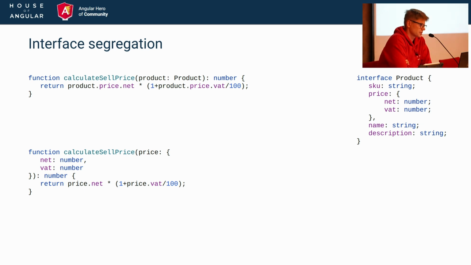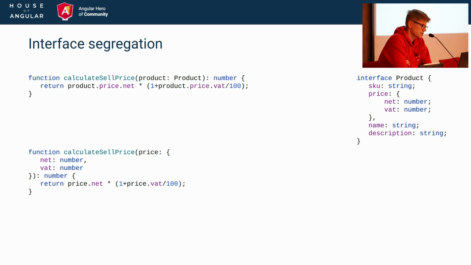Another thing is interface segregation. I've seen many times in front-end applications that people use very big objects. For example, the product can have like 20, 30, 40 properties, which maybe for some applications is good, but sometimes this interface has like half nullable or optional properties. So maybe it's better to create two interfaces.